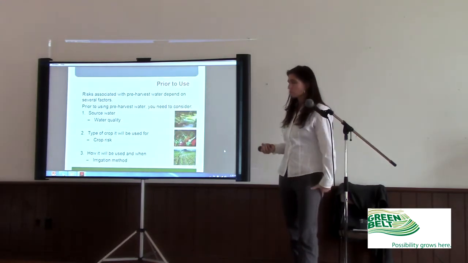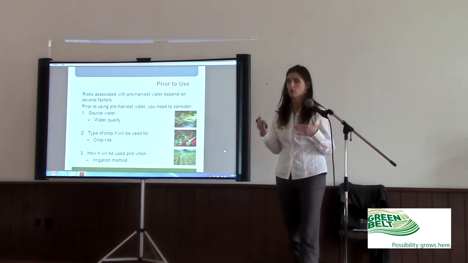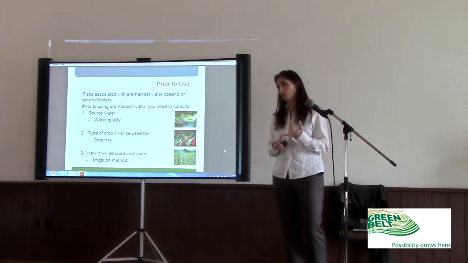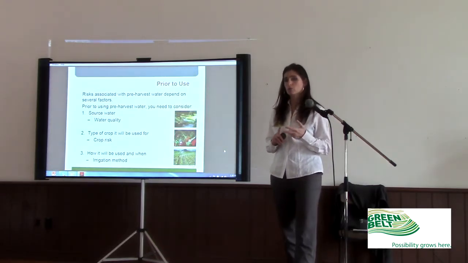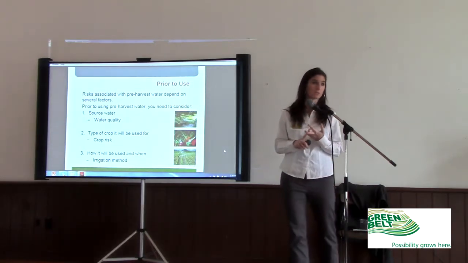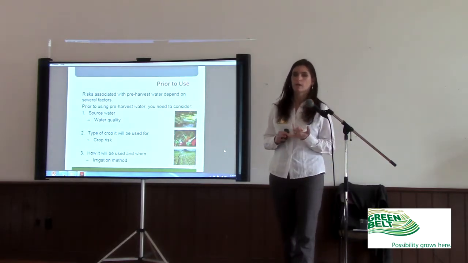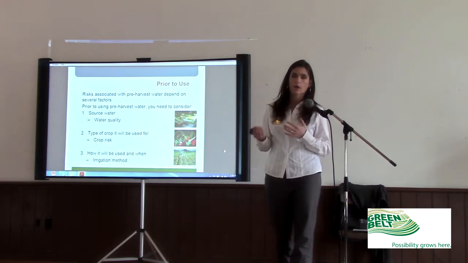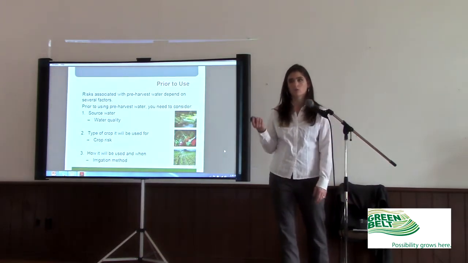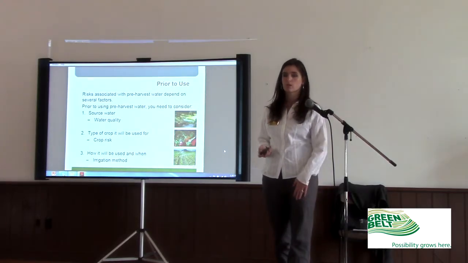So prior to using the water, you want to do a mini assessment and address, okay, where are my highest risks? You want to identify the water quality of the source water that you're going to be using. Look at the type of crop: do you have a high risk crop, and is that going to play into what you're doing or how you're applying water? And then how is it being used, your irrigation method, overhead versus subsoil. Those are all different things that you need to address and look at.